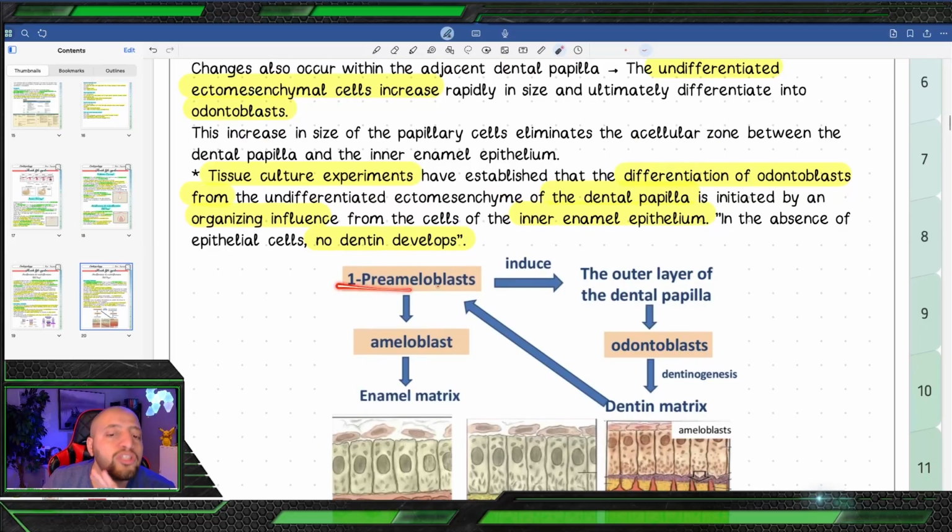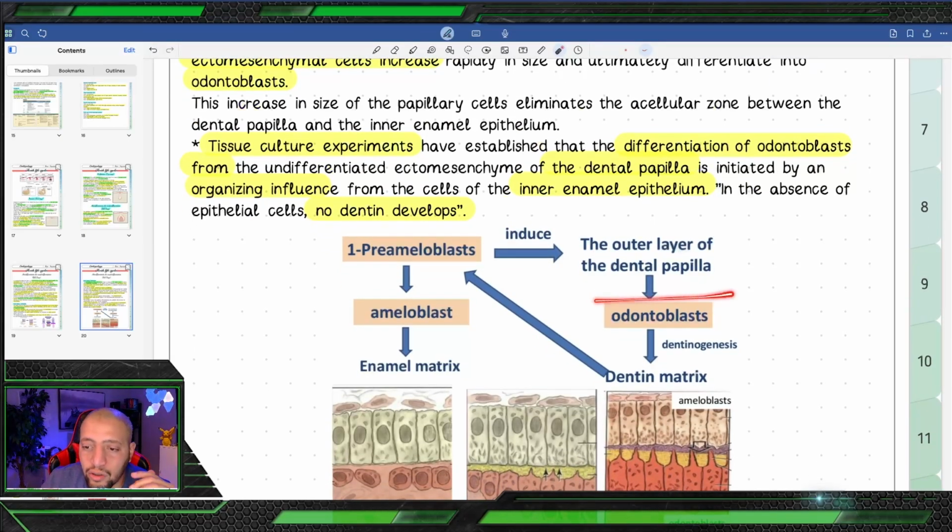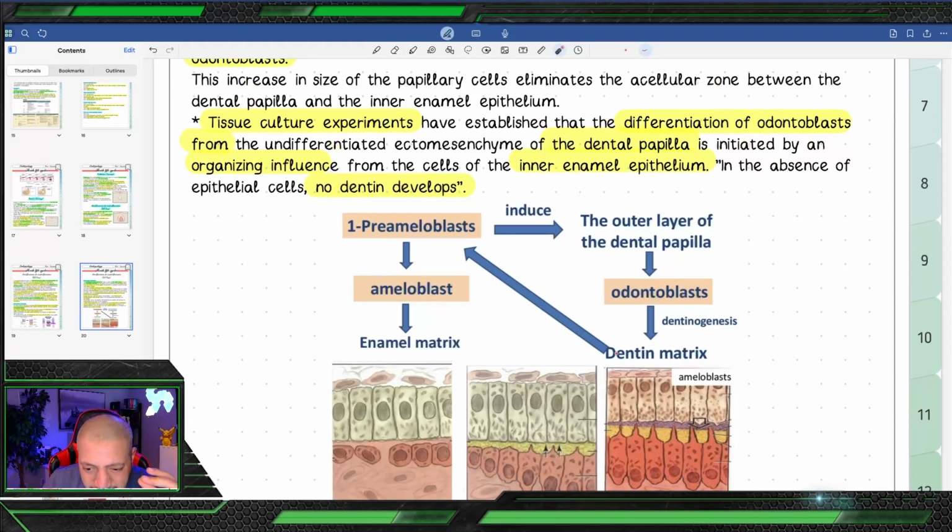So pre-ameloblast, which is inner enamel epithelium, is going to induce the outer layer of the dental papilla to give us odontoblast. This odontoblast will start dentinogenesis. This dentinogenesis will lay the first layer of dentin matrix. This dentin matrix immediately is going to give the signal back, to pay back the pre-ameloblast, to differentiate it into ameloblast, which is going to give us enamel matrix. And the process goes on. Enamel matrix will go outside and dentin odontoblast will go inside. So we have enamel outside, dentin inside, and between both we have the dentino-enamel junction.